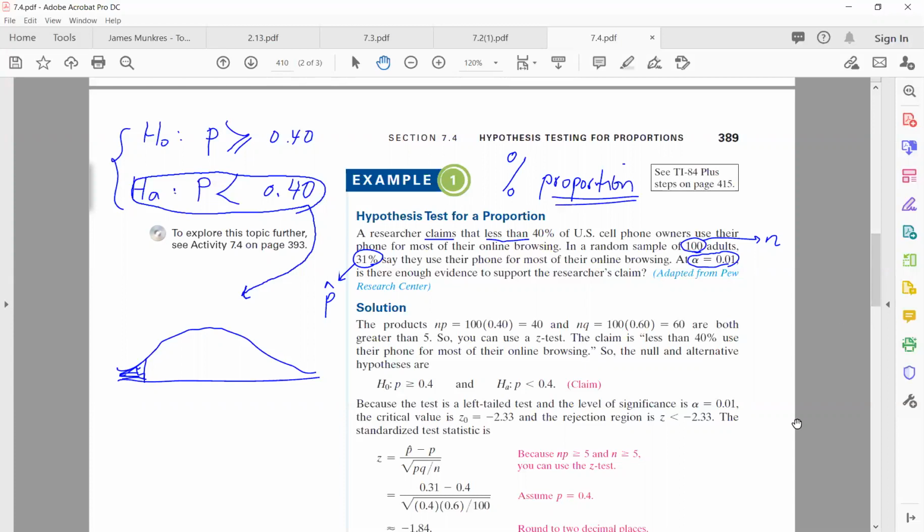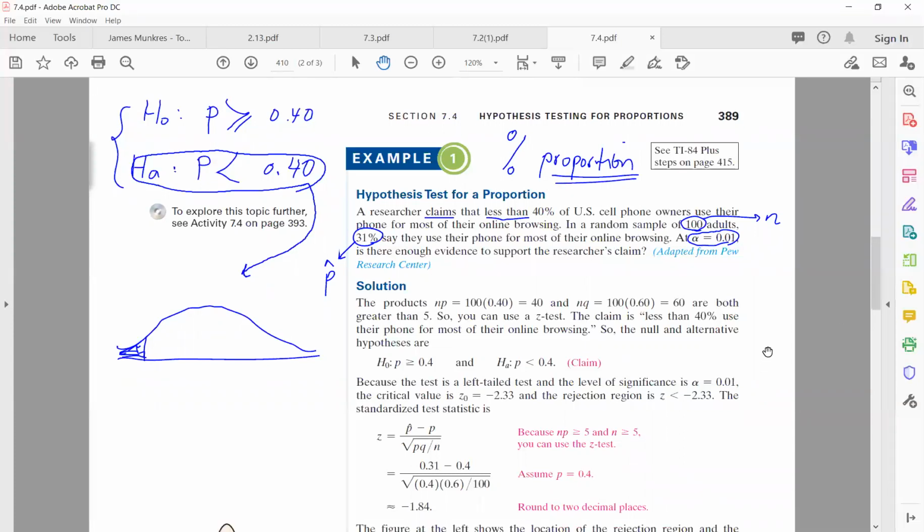Proportion. Remember that. Before the null hypothesis and alternative hypothesis, let us check to see if the normality is met or not. N is the sample size, 100. P is equal to 40%, so N times P is 40. Is this greater than or equal to 5?